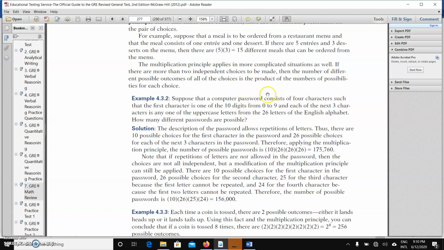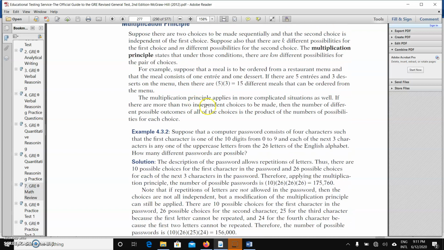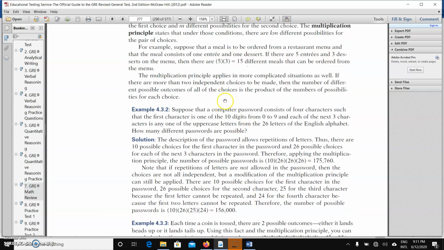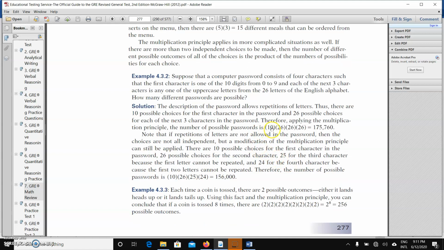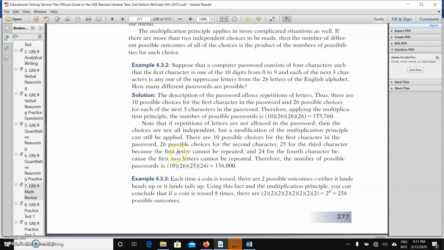So all you need to do, this is the multiplication principle. That is how it works. The first one, which is 10 digits you can pick from, times 26 times 26 times 26, will give you an answer. And that's what they did here. The first one, we can only pick between 0 to 9, which is 10 digits, so you put 10 there. The second one, they said letter, so you put 26 there. The third one is also 26, because you can only pick from the 26 letters. And when you multiply everything together, this will be your answer. That is all about that. That's the number of different passwords that you can produce.